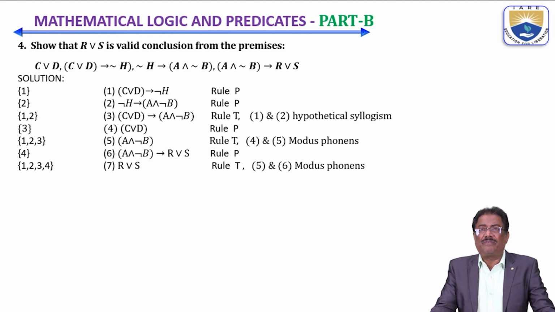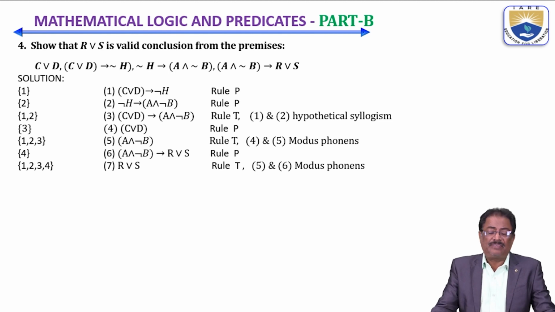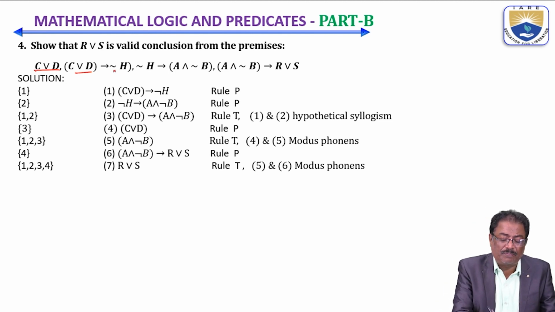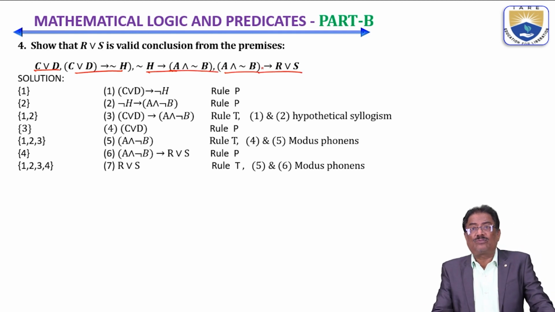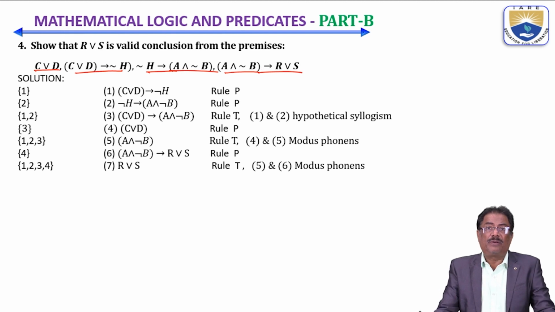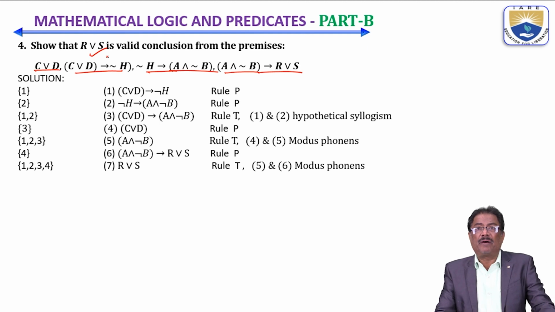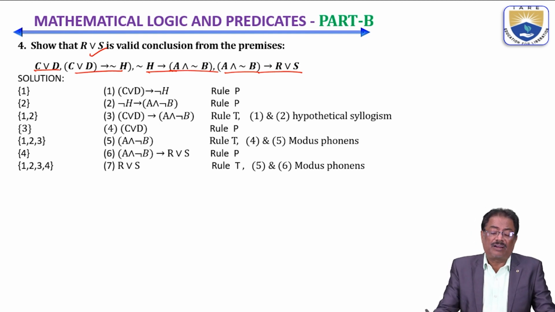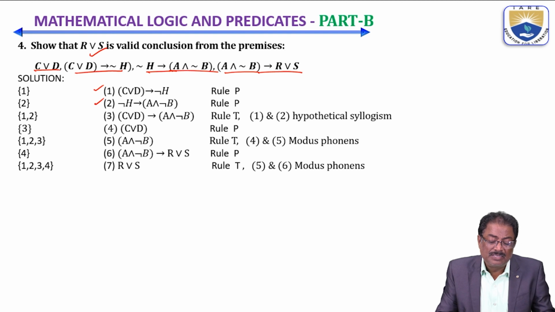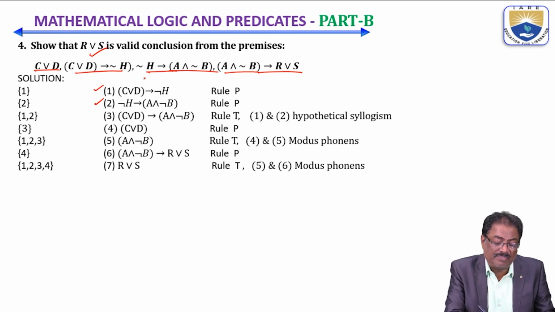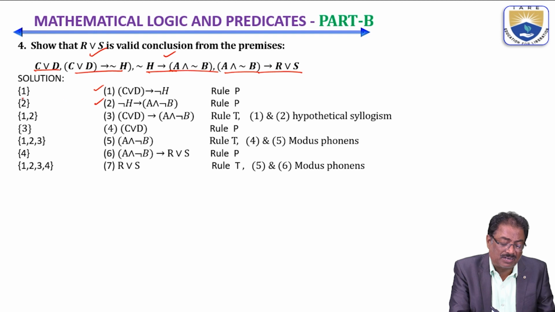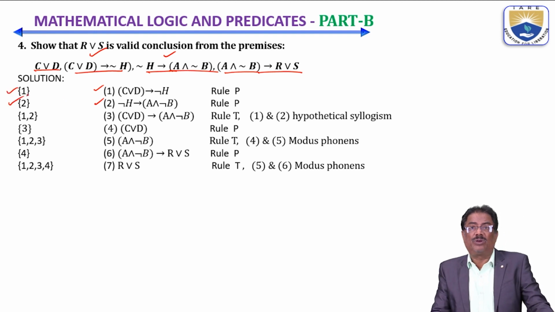And now let us go for the other: R or S is a valid conclusion from the premises. The given premises are these, and from these we can say that R or S is obtained. So here the first one is the given premise, and we take the contrapositive of this, negation H. And this is another premise, not the contrapositive. Two different premises we are going to consider.